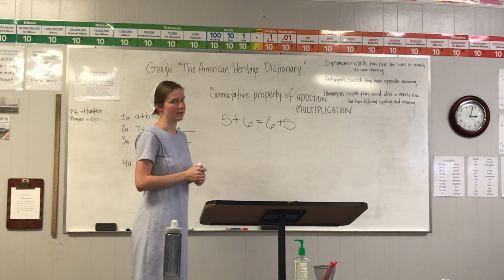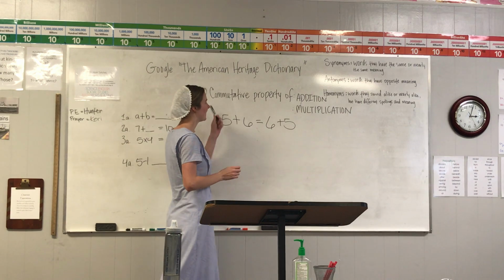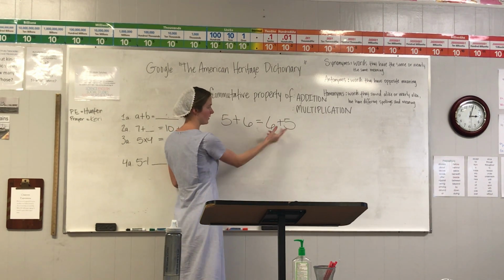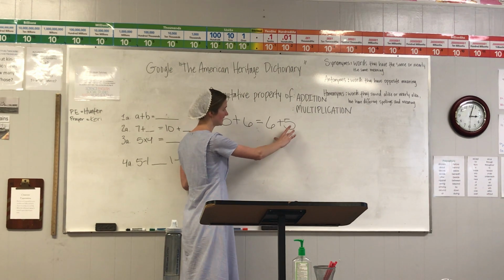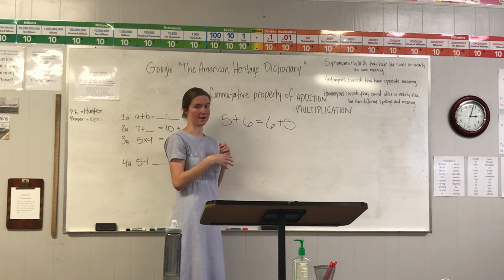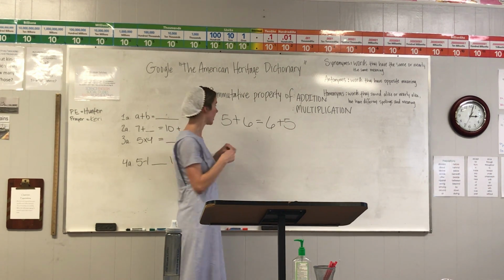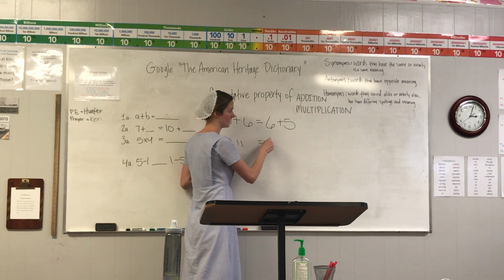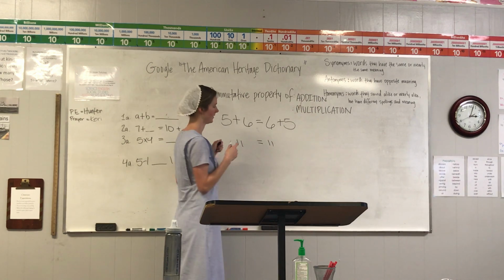And you're like, well, what is that? What does that mean? The commutative property of addition states that if you switch the order of addends, it does not change the sum. The sum means answer. So 5 plus 6 equals 11. 6 plus 5 equals 11. It does not change.